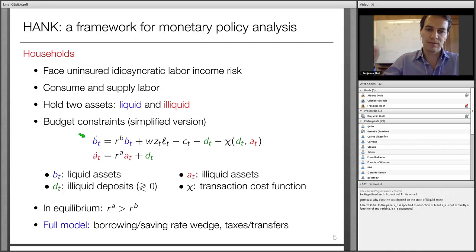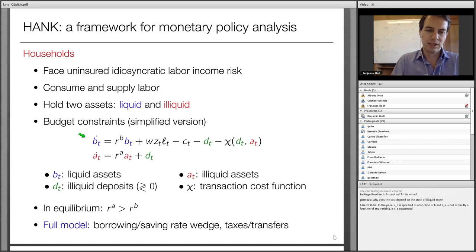The second part of the question is, RA is not explicitly a function of any variable, is RA exogenous? The answer is no. So both RA and RB are endogenous and they're just going to be determined by market clearing conditions, and that I'll show you later. Same for the wage, okay?